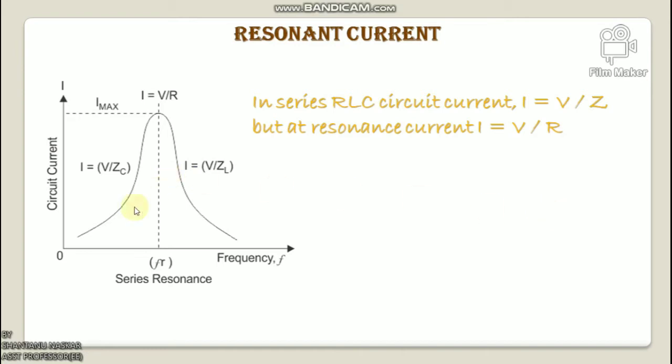as at resonance the impedance of the circuit is resistance only and is minimum. So this graph shows the plot between circuit current and frequency. At the start, when the frequency increases, the impedance ZC decreases and hence the circuit current increases. After some time, the frequency becomes equal to the resonant frequency. At that point, the inductive reactance becomes equal to the capacitive reactance and the impedance of the circuit reduces and equals the circuit resistance only. So at this point the circuit current becomes maximum, which is I equals V by R.